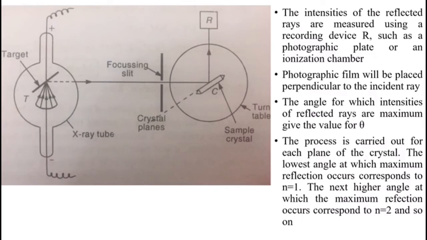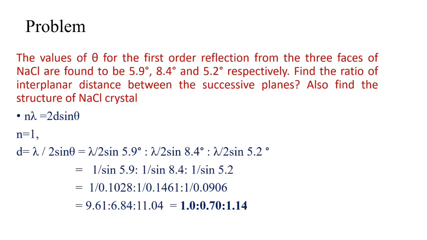Now we will discuss one problem. The value of theta for the first order reflection from the 3 faces of sodium chloride are found to be 5.9 degree, 8.4 degree and 5.2 degree respectively. Find the ratio of interplanar distance between the successive planes. Also find the structure of sodium chloride crystal.